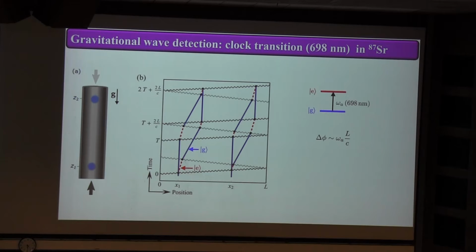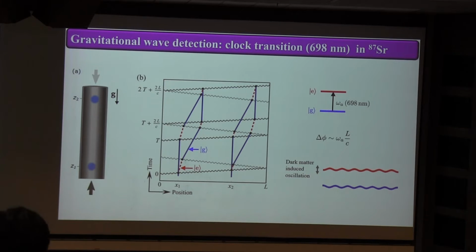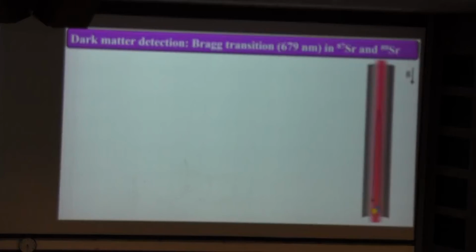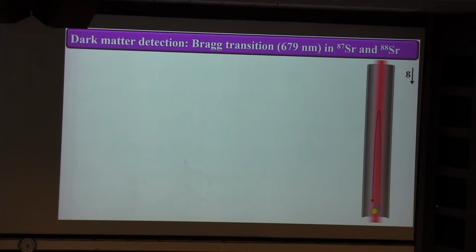So one thing is pretty obvious: because we're sensitive to the length, we should be able to see a gravitational wave-induced strain. And another, subtle thing to note is that it also depends on omega A, and it's predicted that some dark matter candidates would cause an oscillation in these energy levels, which could also be detected using this technique. All right, so now I'm going to switch to another technique of measuring dark matter.